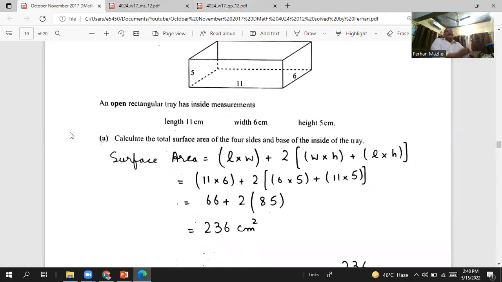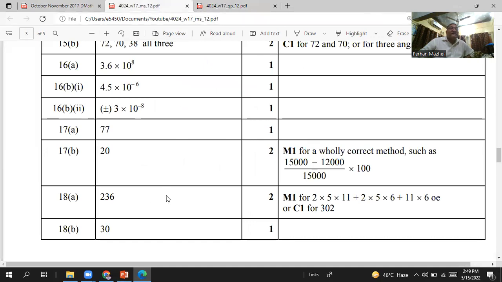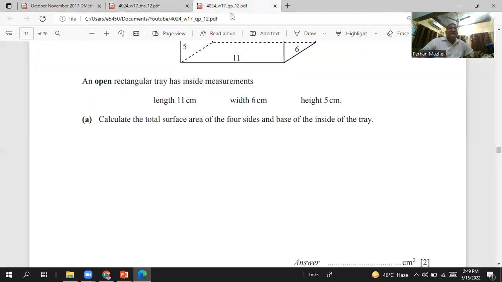So the surface area will be length multiplied by width plus 2 into width into height plus length into height. 11 multiply 6 plus 2 square bracket 6 multiply 5 plus 11 multiply 5 square bracket close, 30 plus 55, it will be 85. So 85 multiply 2 and then plus 66, you will get 236. So the final answer will be 236 centimeters square. So let's check. 236 centimeters square is the right answer, sir.